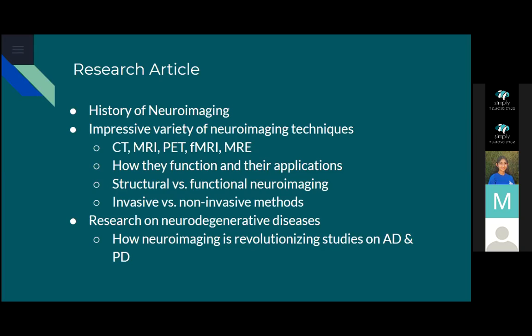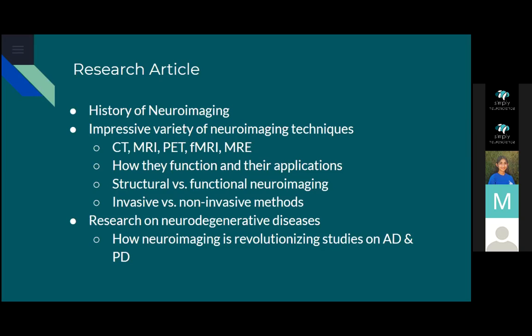And we also talk about invasive versus non-invasive methods. What we mean by invasive is that some of these procedures require radiation exposure or an actual tracer, so injecting a patient with radioactive tracers. That's seen in PET scans and also in CT, since radiation is used. Some of these methods are non-invasive, like MRIs and fMRIs, where just the use of magnetic fields can produce a very viable image.